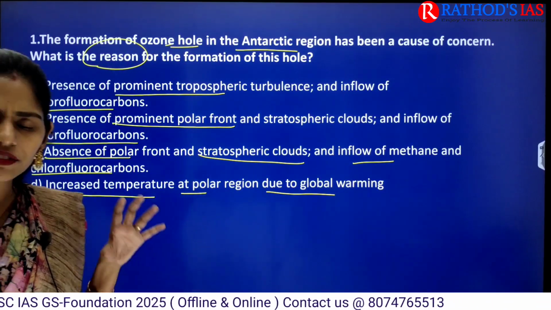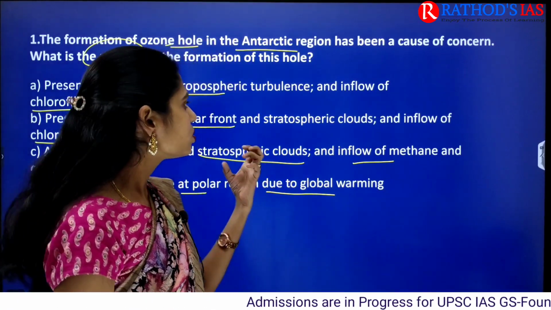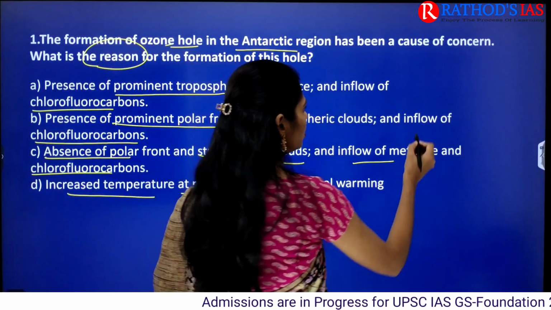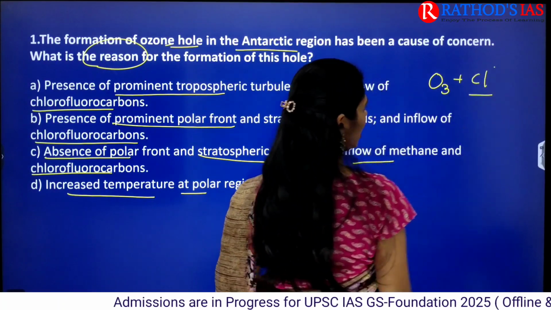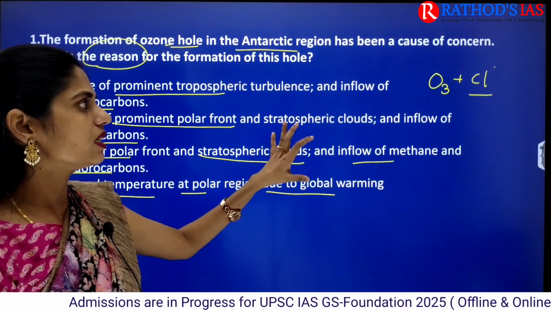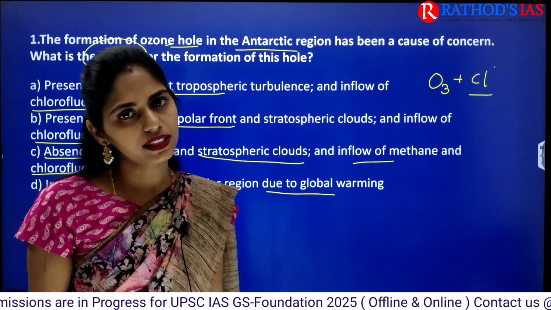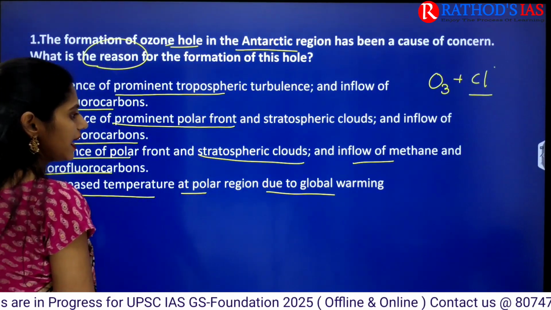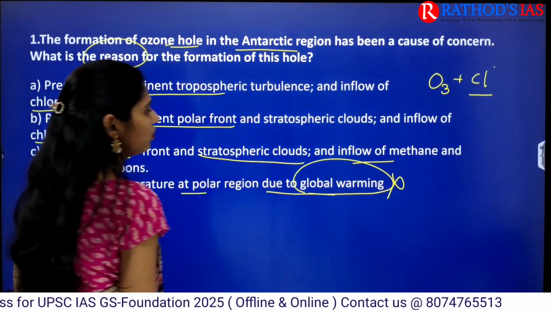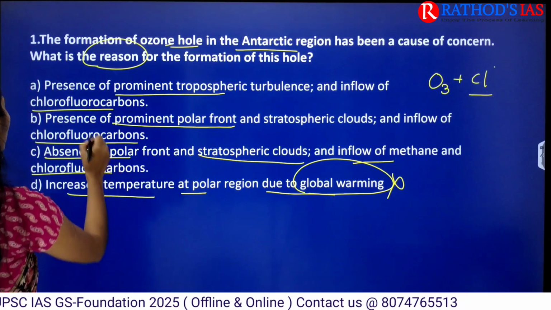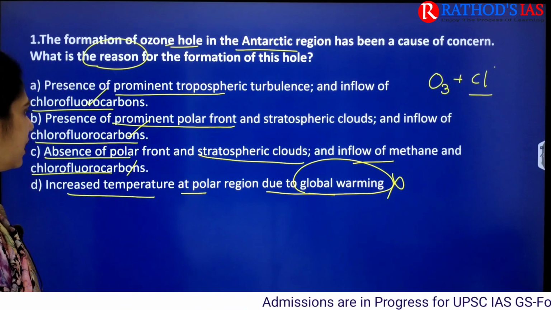You will know this if you know the basic thing regarding this ozone hole. What is the formula of ozone? Ozone is O3, and whenever chlorofluorocarbons interact, they degenerate this ozone into oxygen. The thinning of this ozone layer is happening. So here we can eliminate the last option, because it is not because of global warming. It is because of chlorofluorocarbons, which are given in all these three statements.